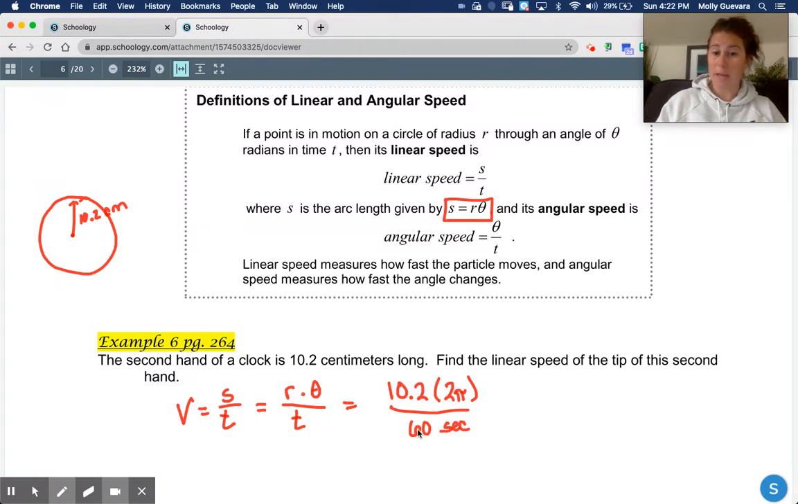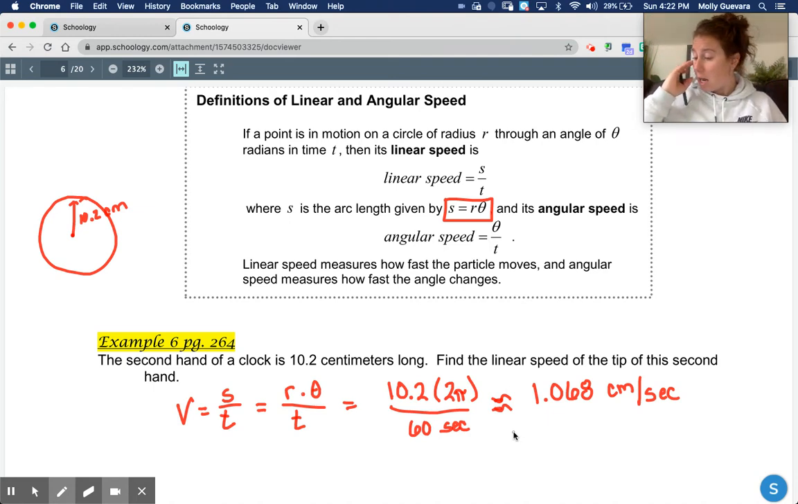Could I have done pi in 30 seconds? Sure, right? I know it takes 30 seconds to go from the 12 to the 6 or whatever, okay? And I'm just going to solve this. I can just multiply 10.2 times 2 pi divided by 60, which is about 1.068 centimeters per second. That's how far the second hand moves with each tick. So it goes 1.068 centimeters every time it moves.